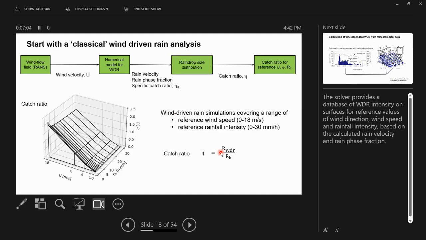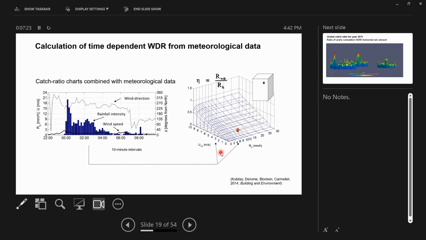We make then a catch ratio chart. What is a catch ratio? It says how much more rain you have on a building at a certain location compared to the horizontal intensity. So it rains horizontally, this intensity, you multiply it by the catch ratio, and you get how much rain is coming there. You do this for different wind speeds, for different rain intensities, and then if you have a measured rain event here, history, you can use this information, do the interpolation in your catch ratio chart, and know how much rain comes on a certain location.